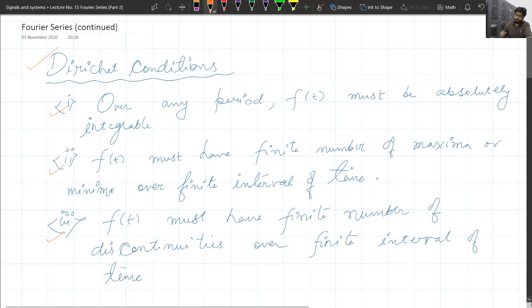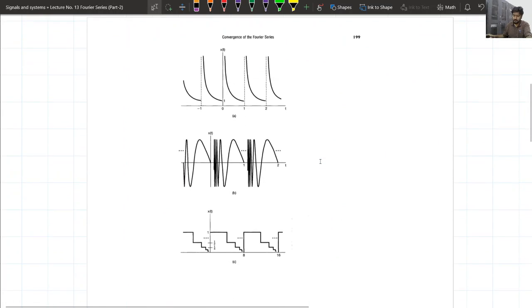Similarly, third point, the signal must have a finite number of discontinuities over any finite interval of time. Let's see the case here. If you see example number one of this signal, this signal is not absolutely integrable in some finite interval.